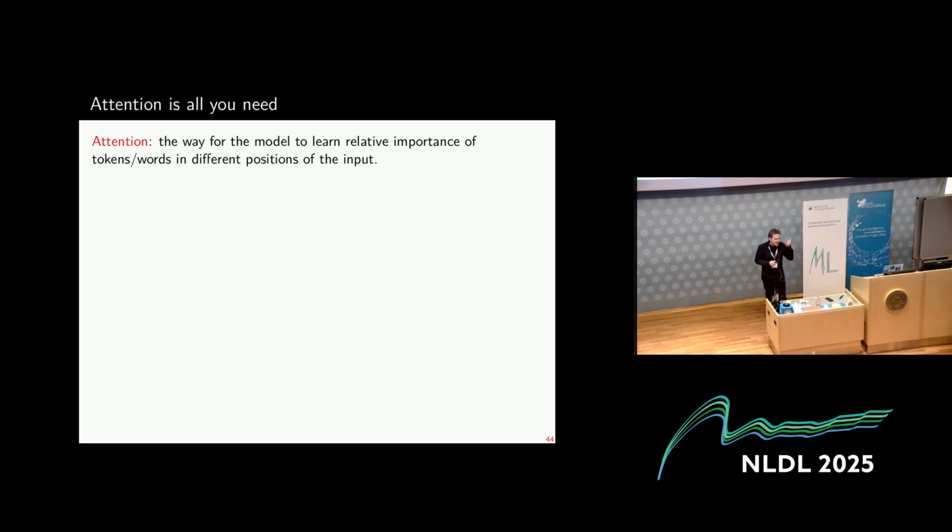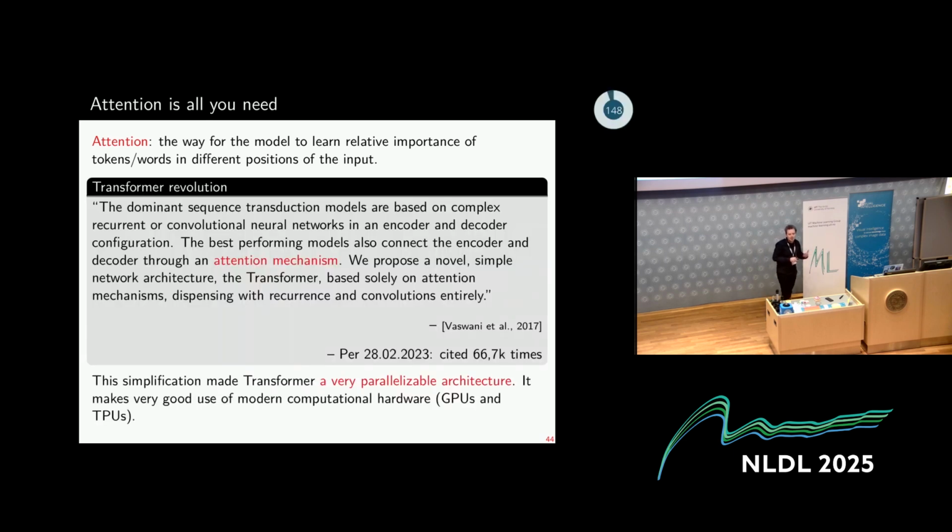But the most important thing is that transformers introduced the thing called self-attention, right? So the way for the model to learn the relative importance of tokens or words in the different positions of the input. So that's the citation from the paper by Vaswani et al. 2017, which introduced the transformer architecture. Back then, they used it for machine translation. Since then, it has been used for, as I have already said, almost any imaginable natural language processing, and not only natural language processing task in the world.